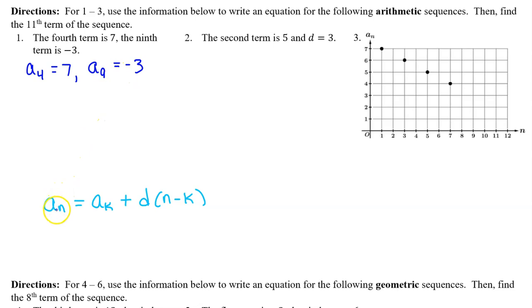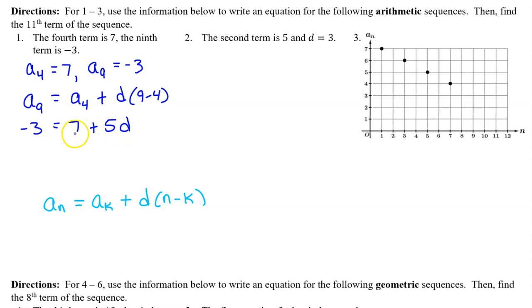We will substitute one of these for an and one of these for ak. I always like to let the higher index term be an out in the front. So let's let a9 equal a4 plus d, and now n minus k becomes 9 minus 4. But we know that a9 is -3, so we have -3 equals, and a4 is 7, plus 9 minus 4 is 5. I'm going to put that in the front now and call it 5d.